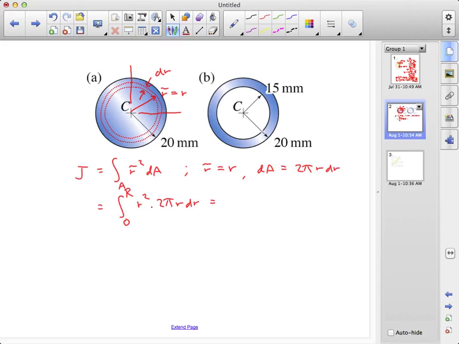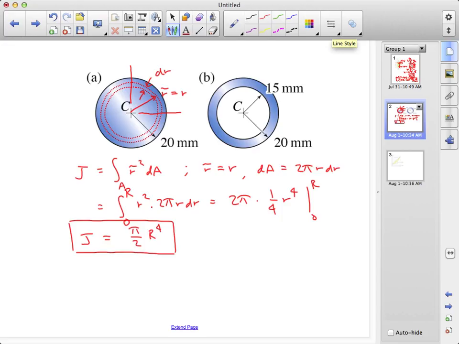We pull the 2 pi out, we're left with an integral of r cubed dr, which is 1/4 r to the 4th between these limits. And we can see that for a solid cylinder, J is pi over 2 times the radius to the 4th. Again, this is an important building block that we'll come back to later.